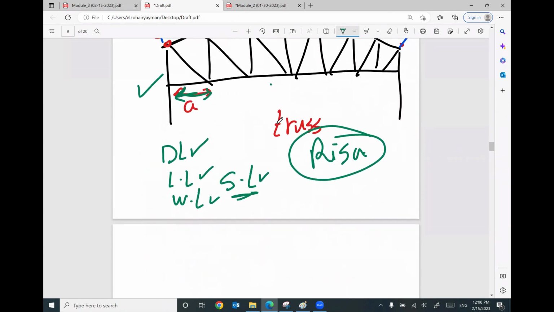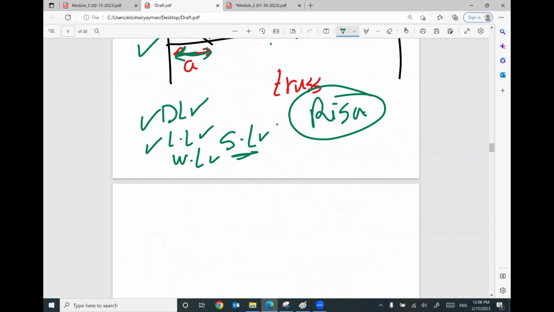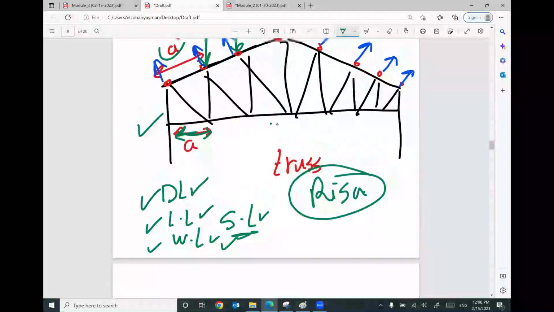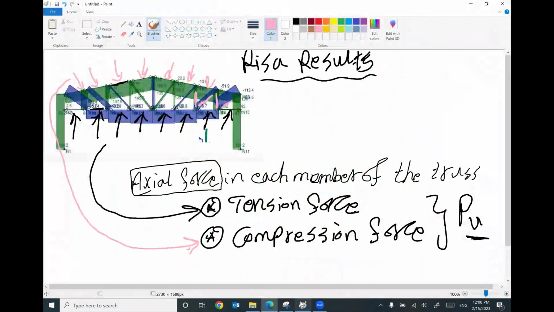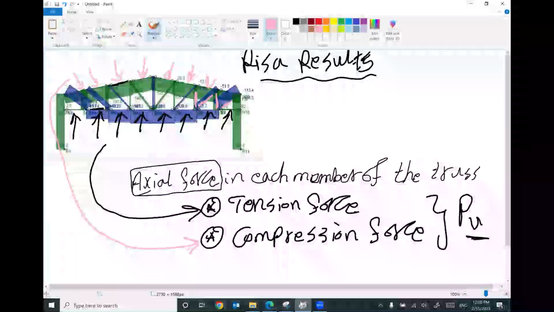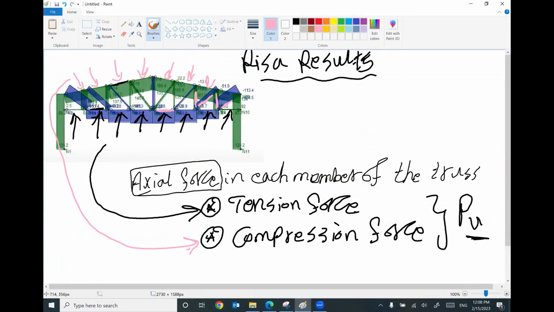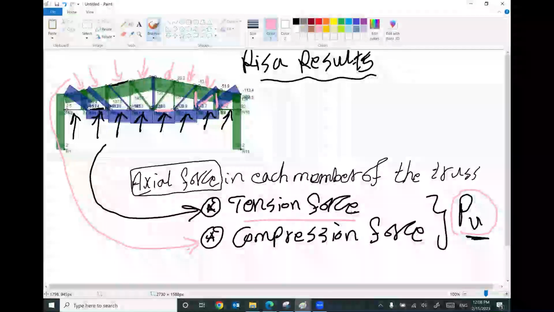Based on these values, we can figure out how much dead load, live load, wind load, snow load. Then I can use RISA analysis to solve this truss. The final conclusion from RISA will be these results. So the final conclusion, I will design this member. This is what I will cover today. We have a member under the effect of a value called P ultimate. This value is tension force.